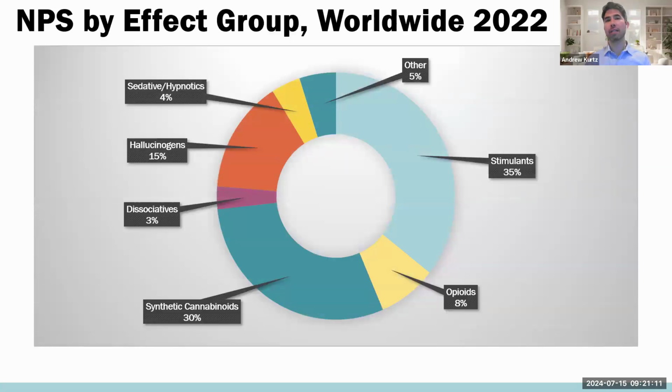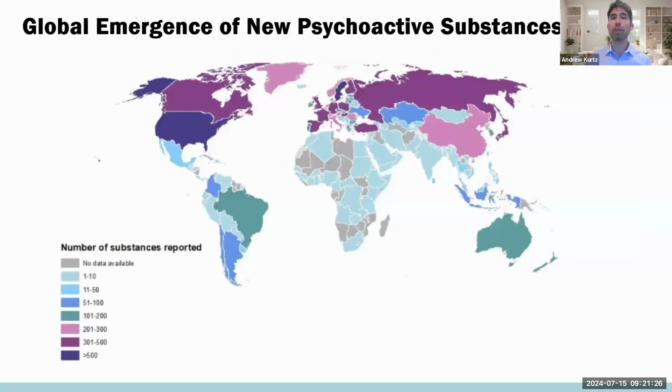If we look at some of these effect groups worldwide in 2022, you see that stimulants were the most widely identified group of these synthetic substances, with synthetic cannabinoids being the second most identified. As we look at the trends globally, the number of substances reported, you can see the darker that purple color, the greater number of substances reported within that region. So what's interesting to note here is the presence of these psychoactive substances across the entire globe, but where there are more substances reported.